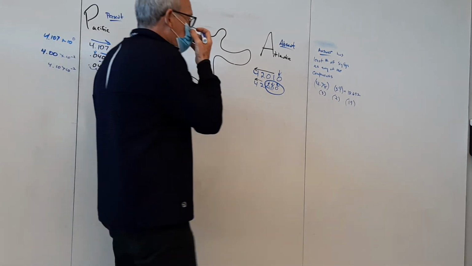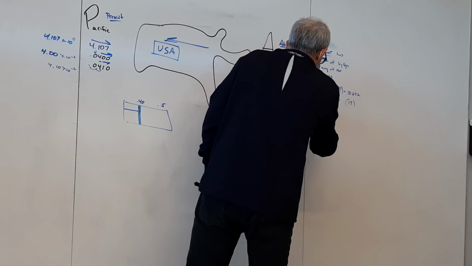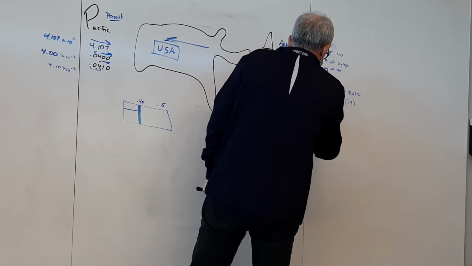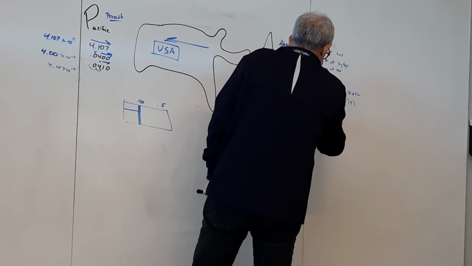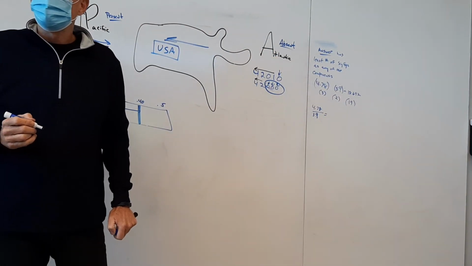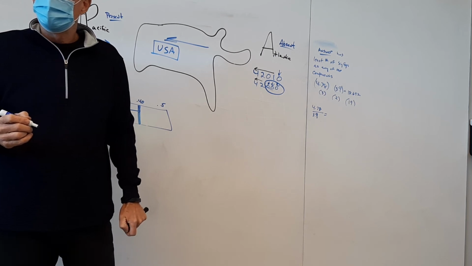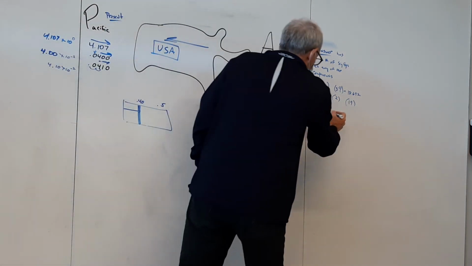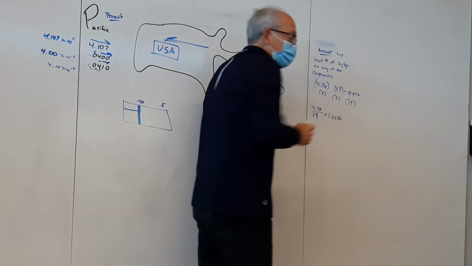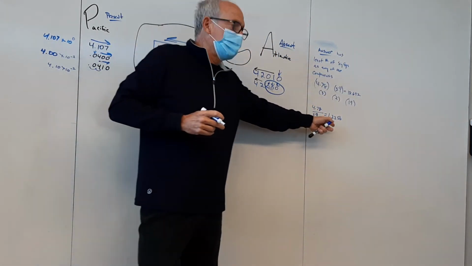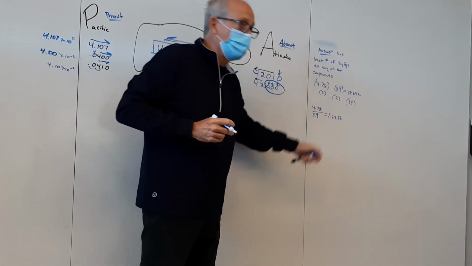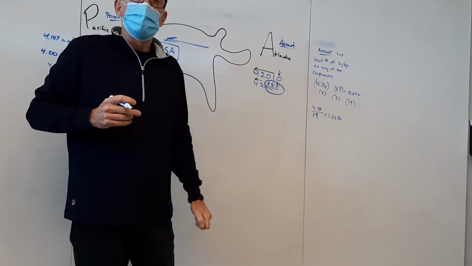Dividing is the same thing. 4.78 divided by 3.9. What does your calculator tell you? 1.2256, whatever. You know it's not as accurate, as precise as that. It's only precise as 2 digits. So what would your answer be? 1.2.